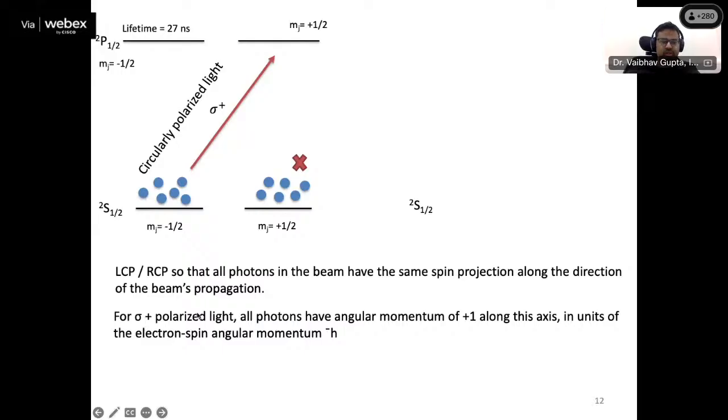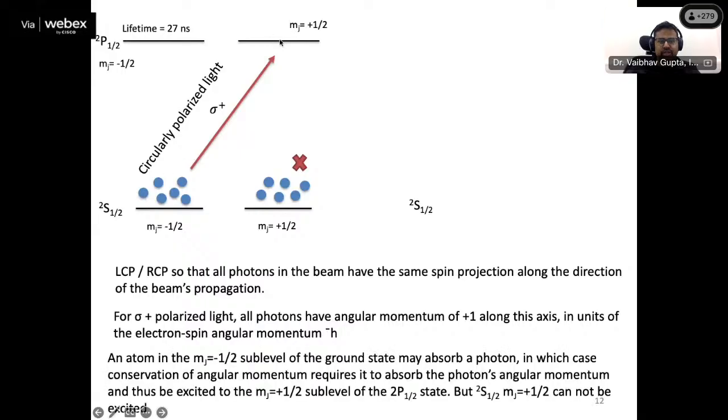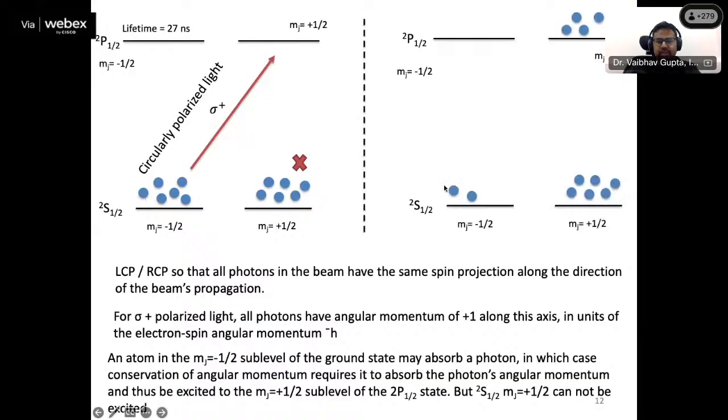So if you apply right circularly polarized light, all the photons have angular momentum plus 1 along the axis, in units of spin angular momentum, which is h-bar. So all of them have a spin angular momentum of plus 1, right? And associated with that, this is the level they will go to. This one cannot absorb these photons because there is no other level. So what happens is that the population here will decrease and you will find more population in this particular level, and whatever was there will remain there.